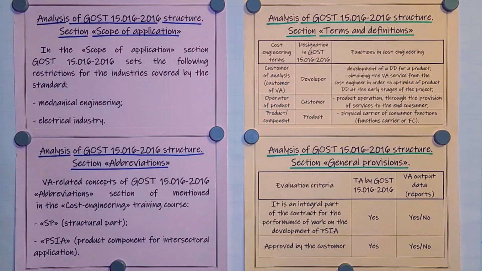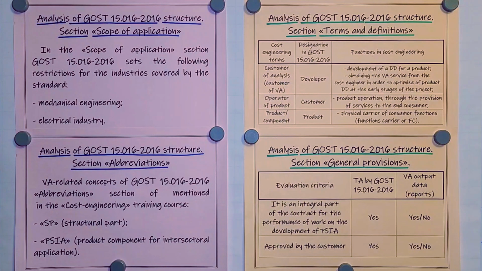At least three concepts from the section terms and definitions: customer, developer, and the product have their analogs in cost engineering. Concept number one. In GOST 15016, an organization engaged in product development in accordance with the established procedure is designated as a developer.